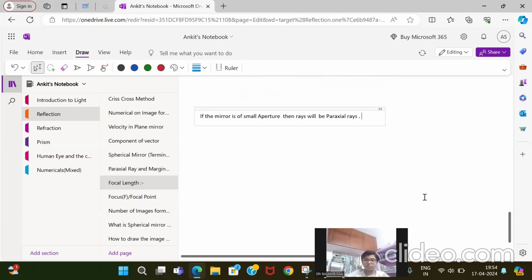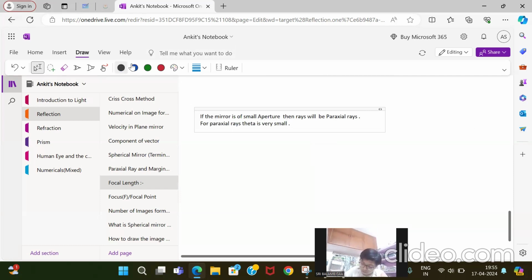Paraxial means the rays are close to each other. Very good, but not close to each other, close to the principal axis. Close to the principal axis. Okay. For paraxial rays, theta is very small. Very small.